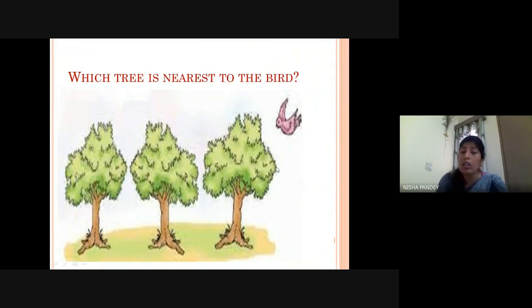And if I ask which tree is farthest from the bird, you can easily say, as you have understood, any object which is far or quite away from the object we are talking about, and we are talking here about the bird. So which tree is farther or farthest? This tree is farthest. And the second tree we will say is farther from the bird. Okay, this is far, this is nearest, this is farther, and this is the farthest one.